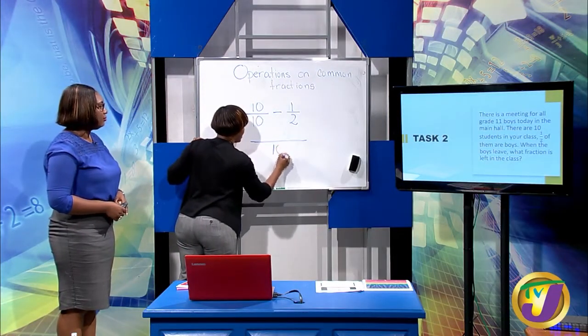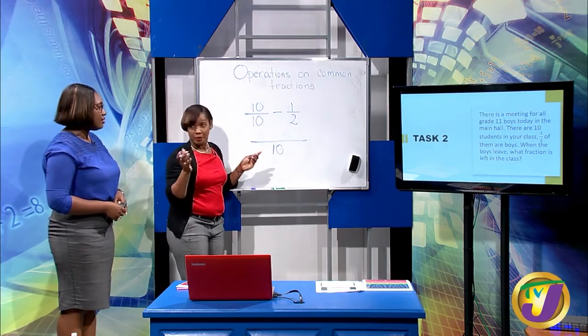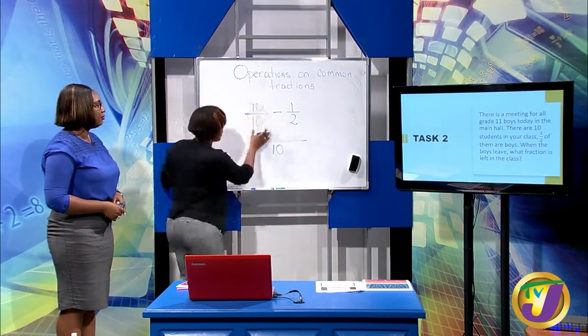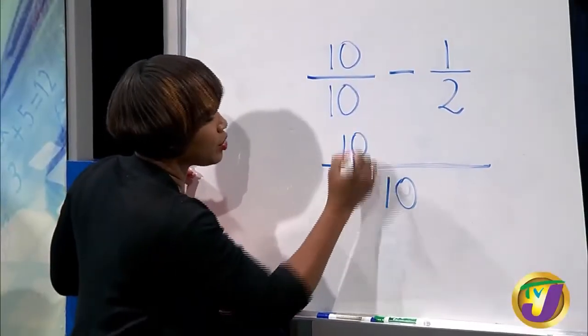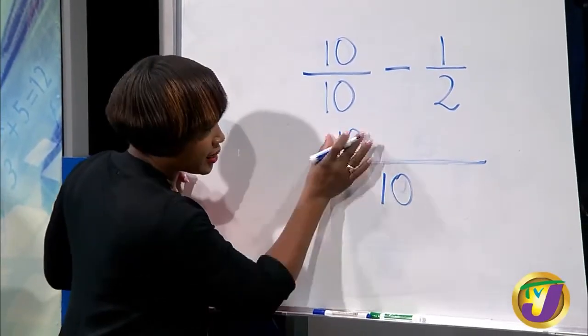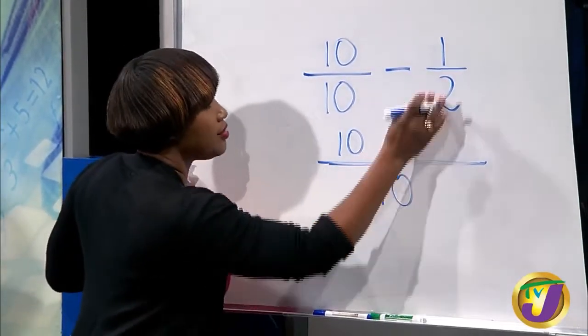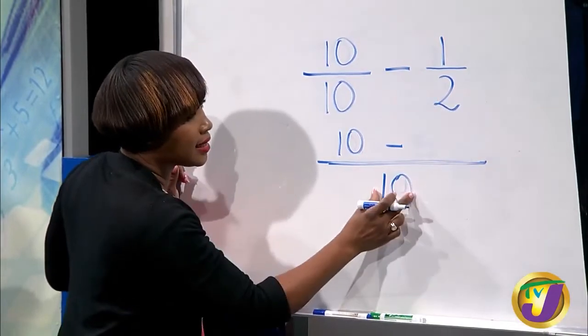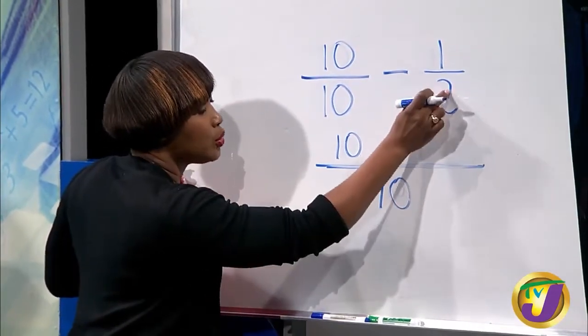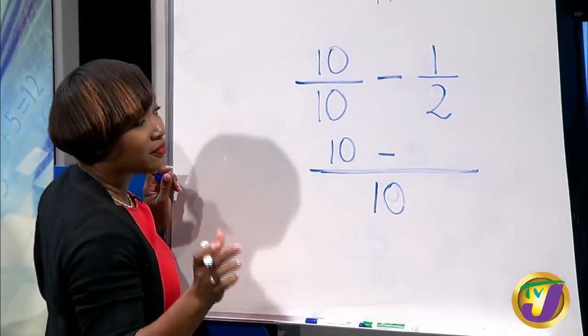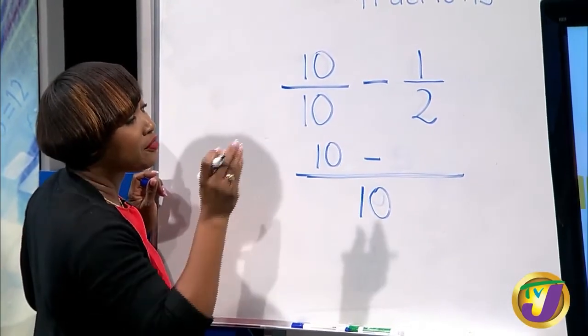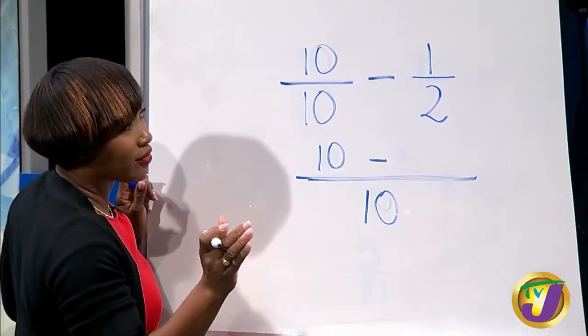So we have 10 as our whole. Yes, the parts our whole is divided into. In the class, we still have our 10 students, which still is 10 tenths, our whole. Now, how many tenths will make our half? 2 divided into 10 gives us 5. So what we're saying, 5/10 make the half.